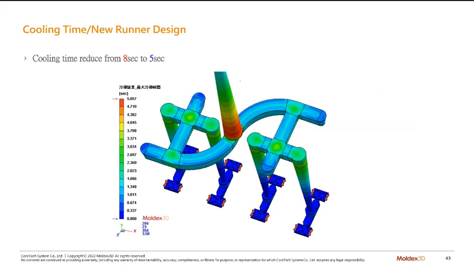And then when they do this kind of change, they also change the cross section of this runner to a smaller one. So it requires a shorter cooling time, and it is reduced from 8 seconds to 5 seconds. And for this kind of design, the whole process is 13 seconds. So if they reduce 3 seconds, it means they can produce like 20, maybe 25% more product in the same period of time.